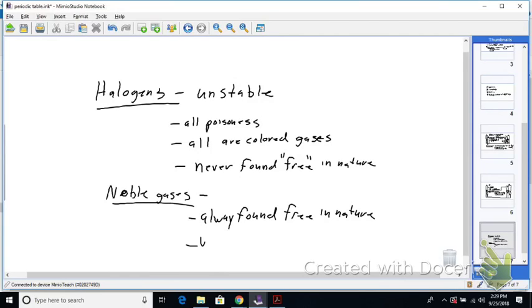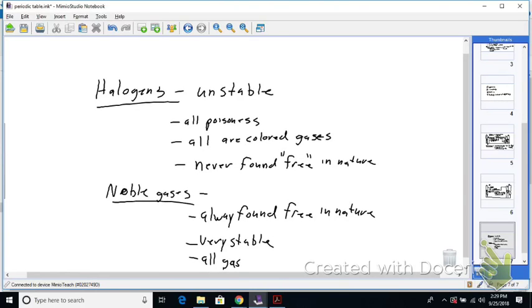Okay. Very stable, which means it's very unreactive. It's not reactive, and they're all gases. So these ones aren't going to just all of a sudden blow up on you like some of your girlfriends. Yeah, they're very stable. They're not going to mix with anything. They're not found in compounds. Okay, and we'll put that down as not found in compounds.